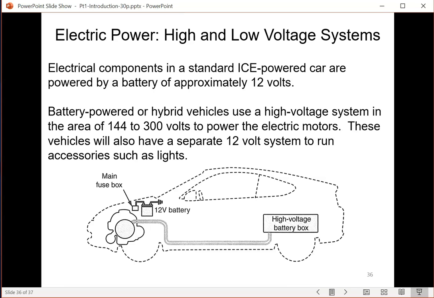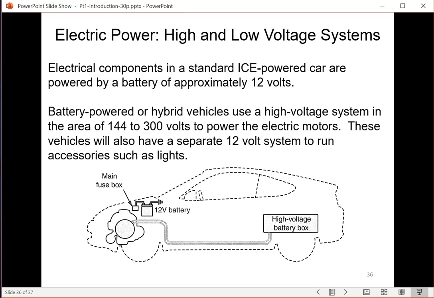Now, of course, we don't have to have a second battery for the lower voltage. We can use an electronic circuit to produce it, to reduce the high voltage to a lower supply. But beware, there are two levels of voltage supplies.